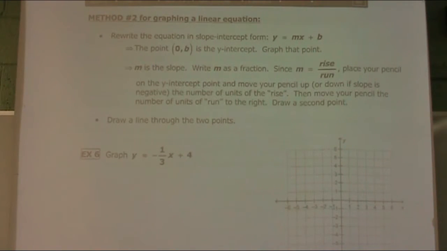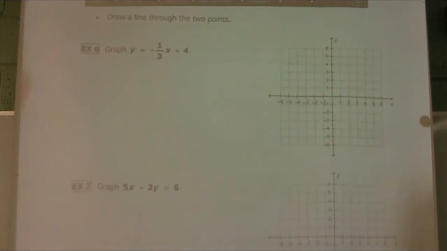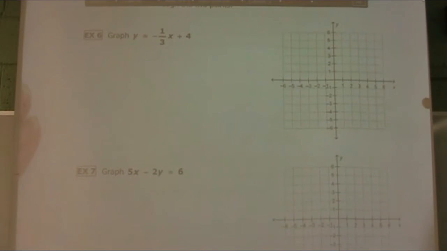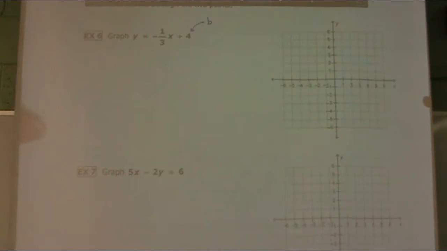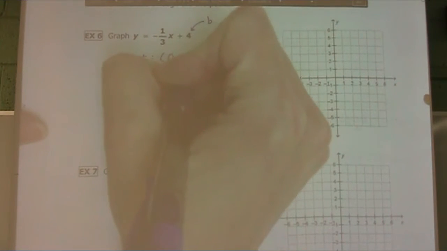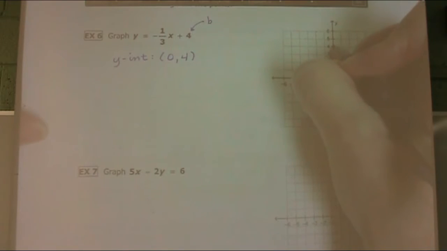So let's do an example. This one is already written in the form y equals mx plus b. This number right here is our b. So my y-intercept is the point 0, 4. And I'm going to graph that right here.